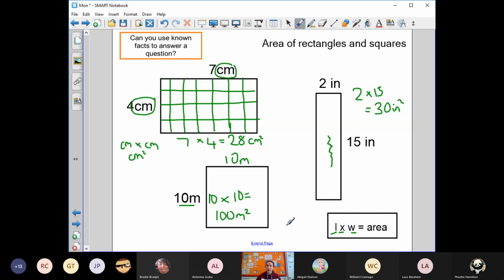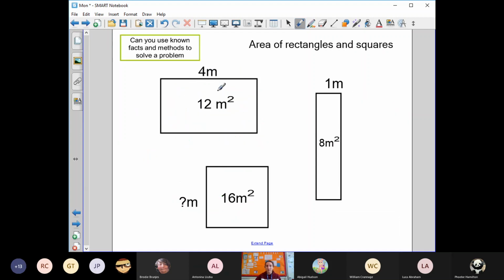Okay, can we see why it's not 400 or 40? Can everybody see why those were wrong? Okay, we've got 10 meters on this side, we've got 10 meters on this side, so just like we did 4 times 7 here, and just like we did 2 times 15 here, we're going to do 10 times 10 for the square. Okay, so let's have a look at some then where we've got missing numbers.